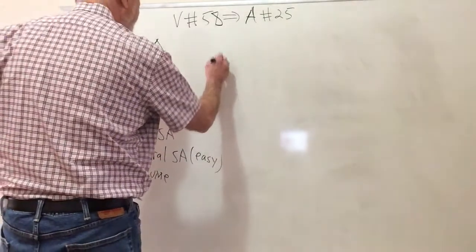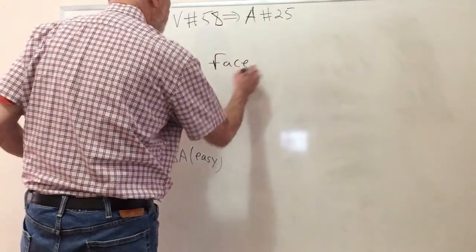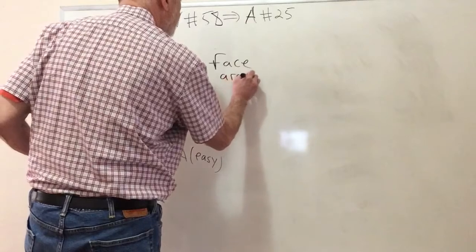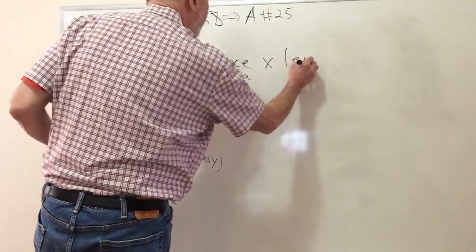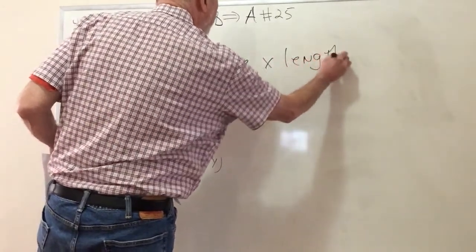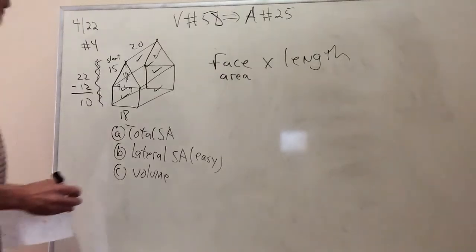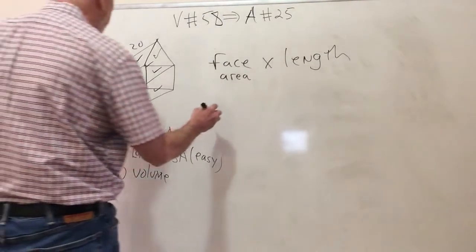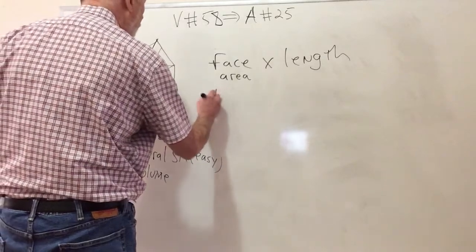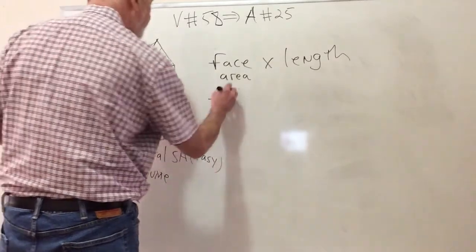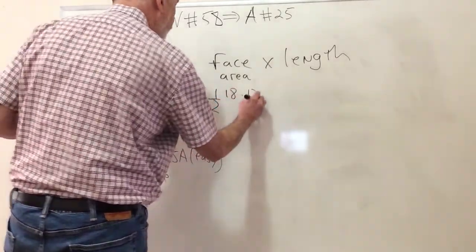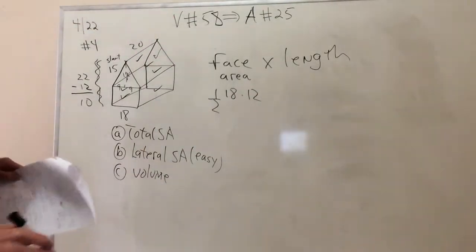Well, it's the face area times the length. You have to know that. 7th graders know that. 8th graders have to put this in effect using the Pythagorean triples that I told you about. So the total area of the face is 1/2 times 18 times 12. We'll get to that in a second.